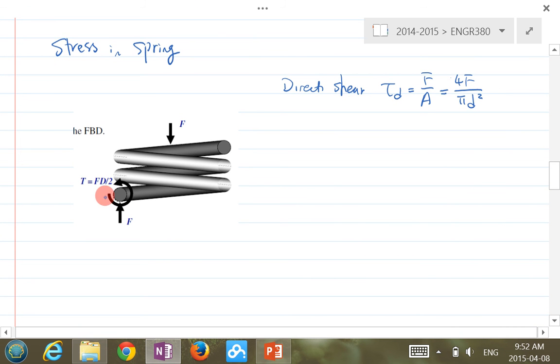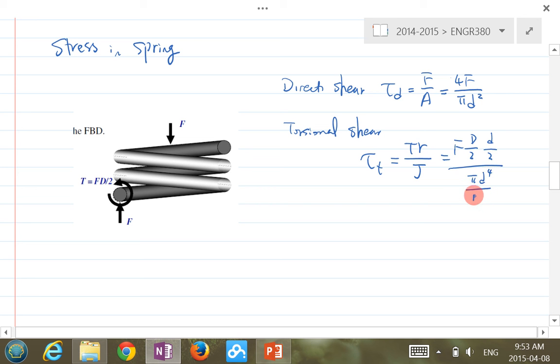And due to the torsion T, you have this torsional shear. Let's call it tau T here, which is TR over J, right? It's TR over J, okay? T is F times capital D over 2, and R is small d over 2. And J, this is a circular one, so J is pi d to the power 4 over 32, okay? So you calculate this, you get 8FD over pi d cubed.